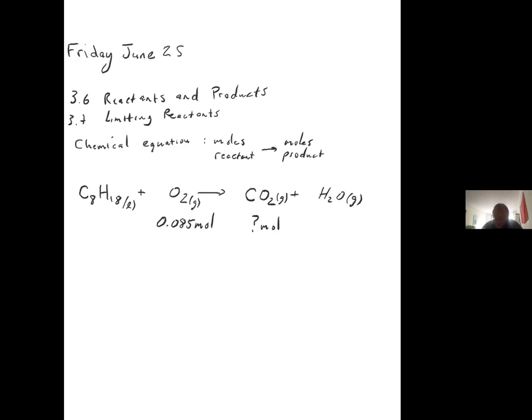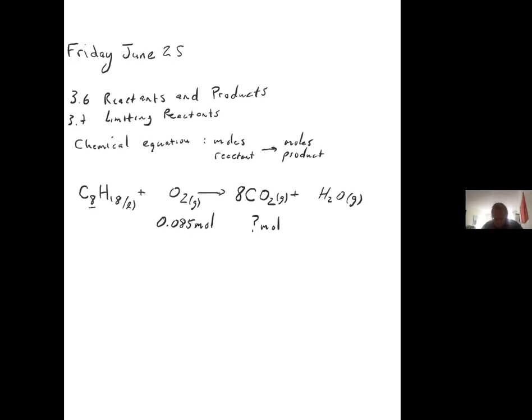So when you're doing these types of problems that involve the amounts of material, make sure you balance the chemical equation. So that's our first step, is to balance the chemical equation. There are 8 carbons on the left side. So let's put an 8 on the right. Okay. So carbon is now balanced, right? 8 and 8. Next, let's do the hydrogen.